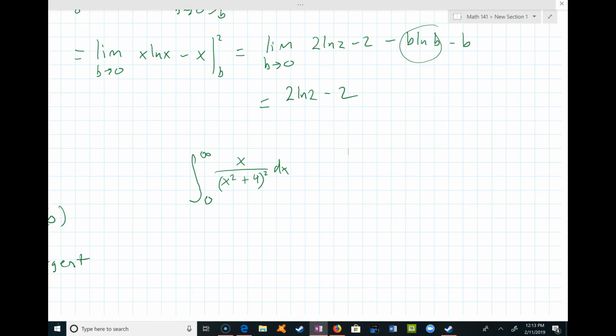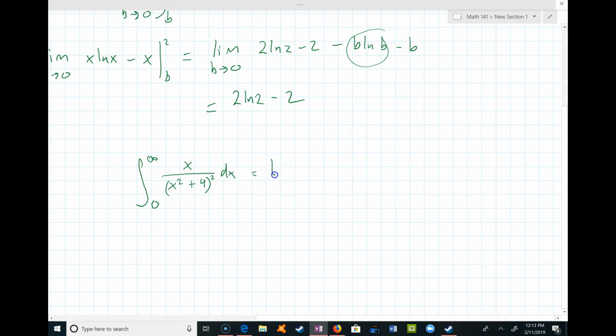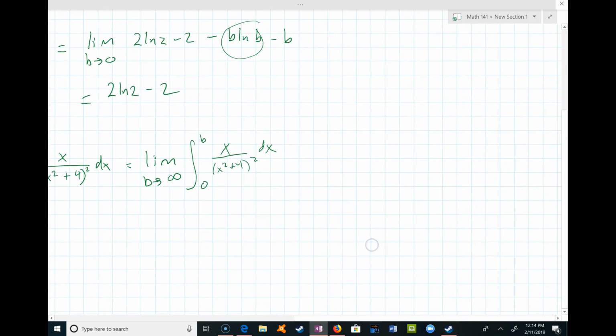So the first thing we're going to do is rewrite this as the limit as b approaches infinity this time, from 0 to b, and this is x squared plus 4 squared dx. And this is going to be a u substitution, so I'm going to let u equal x squared plus 4. du would be equal to 2x dx.